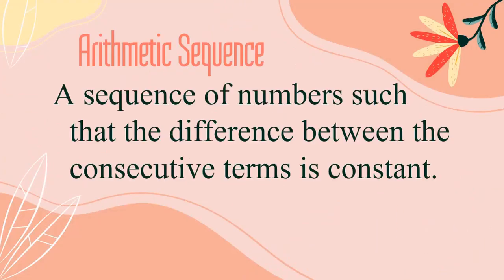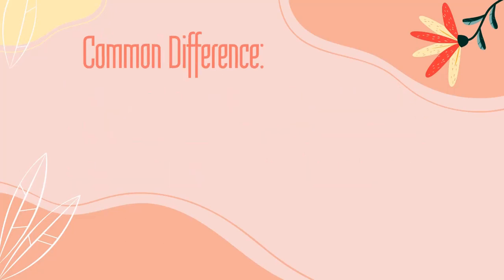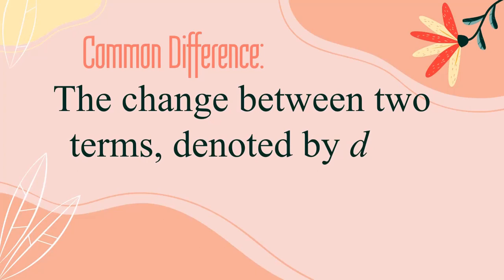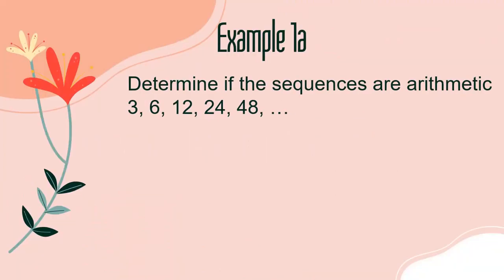What is it? Well, an arithmetic sequence is just a sequence of numbers such that the difference between consecutive terms is constant. So this is the one where we're like, oh, we're adding 4 each time. That's the arithmetic sequence. Okay? Common difference is the change between two terms. You denote it by d sometimes when we see the formula for this information. That is how you know that you have an arithmetic sequence, if they have a constant change, a common difference.